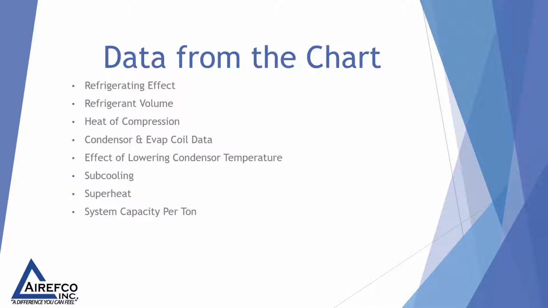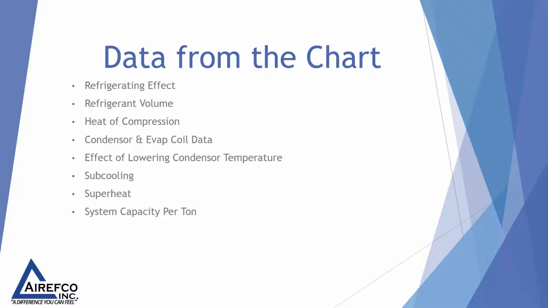So we have looked at a couple of examples of practical use of a pressure enthalpy chart, and we could go on with many more examples, such as the refrigerating effect that we could plot to see what our coils are actually doing in the system. We could plot the refrigerant volume, how much refrigerant we're moving and how much we need to move in order to achieve the full tonnage of the system.